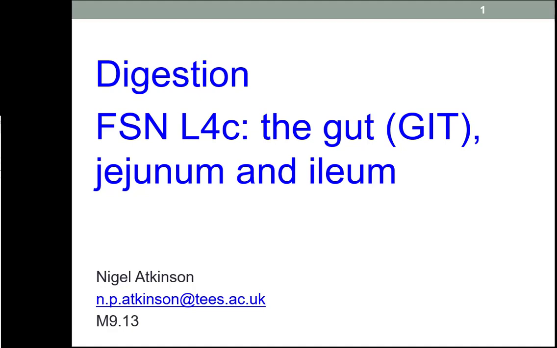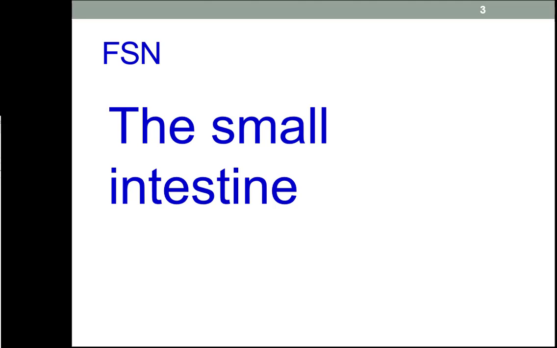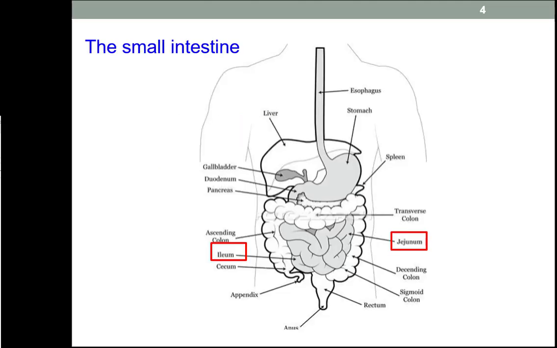Okay, moving on to the jejunum and the ileum, which we will summarise, as we have often been doing, as just small intestine. We'll look at digestion, transport and return to vitamin B12. So the small intestine. As discussed previously, chyme has been transported in small amounts to the duodenum, which is the first part of the small intestine. This then links to the jejunum, followed by the ileum. As previously noted, there's no clear borderline between these two.